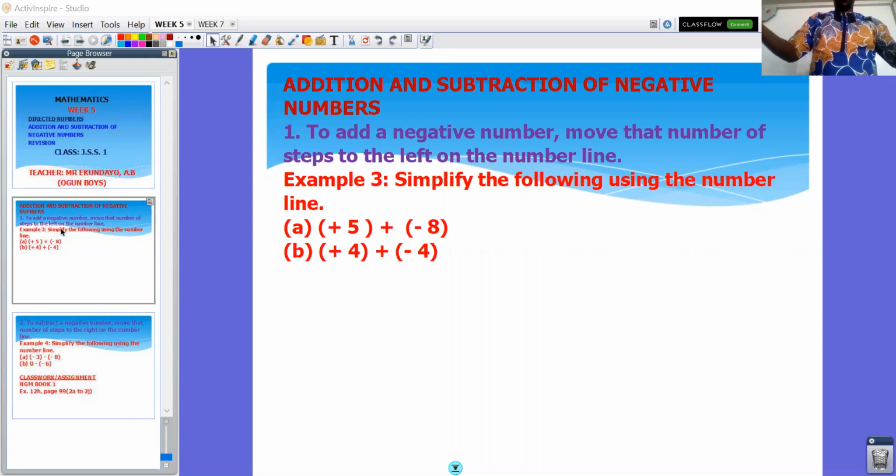When you are given a question, the first number depicts the starting point, while the second number will tell you how many times you are going to move. So if you are adding positive numbers, then we are going to move to the right on the number line. But if we are to add negative numbers, then we are going to move to the left on the number line. So today, we want to look at subtraction, or how to add and subtract negative numbers.